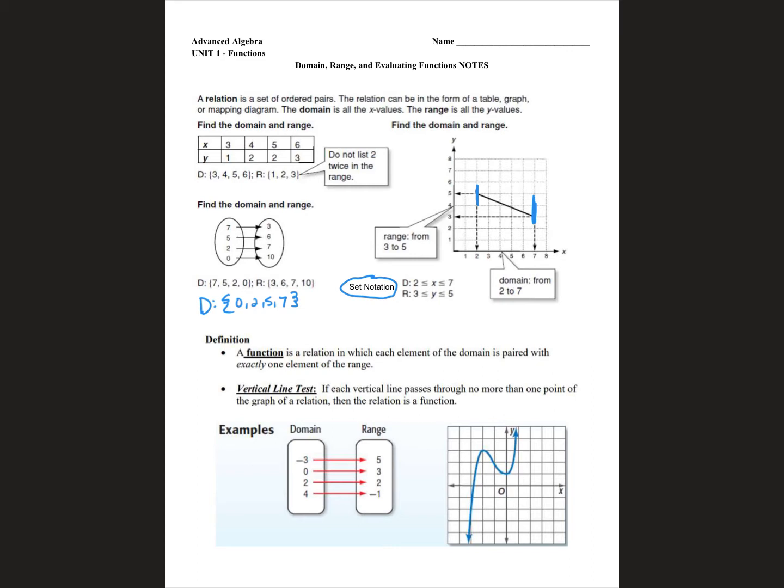Now, set notation usually uses inequalities. So to list out all my values between 2 and 7, I can use the inequality x is greater than or equal to 2 and less than or equal to 7. For my range, we're always going to go bottom to top. So the first y value that exists in this function is at y equals 3 and goes all the way up to y equals 5. So we could write that in set notation as y is greater than or equal to 3 and less than or equal to 5.